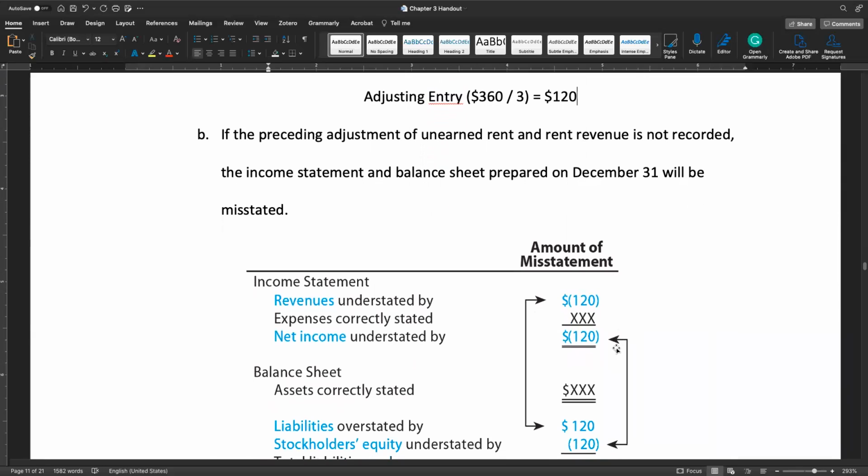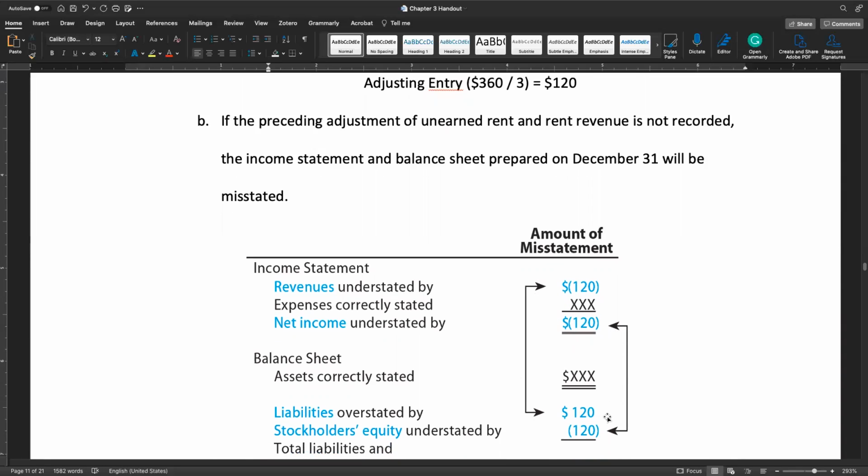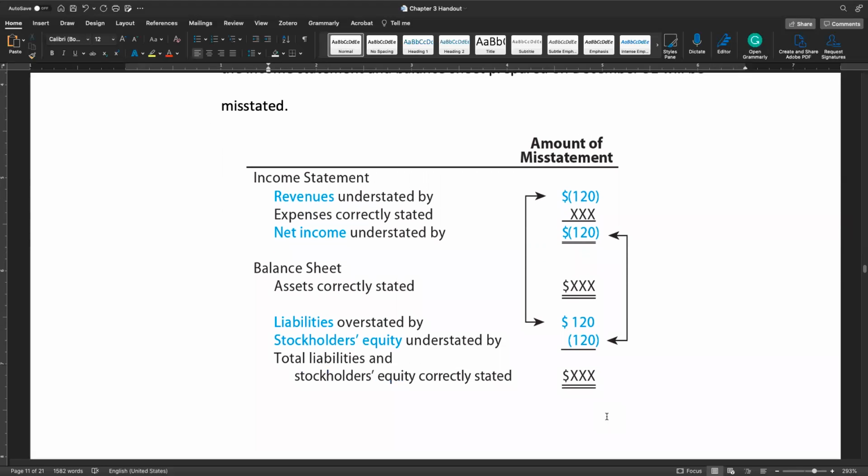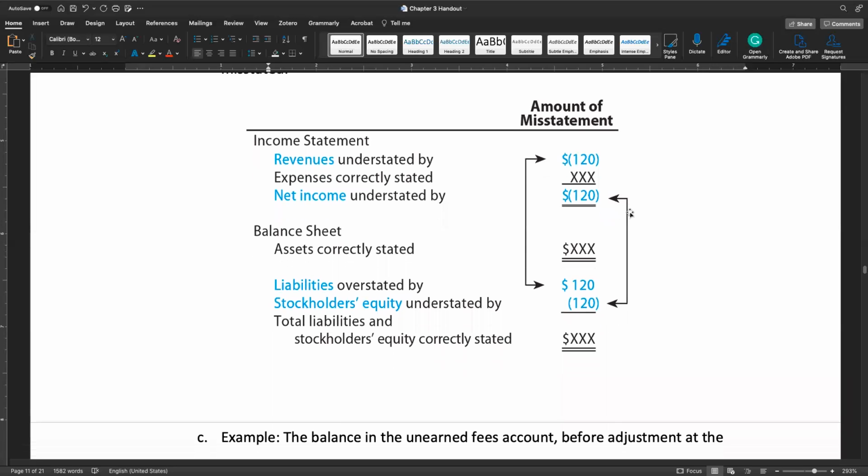Looking again at what happens if we don't do that. Net income's understated, revenues are understated, liabilities and stockholders' equity are affected. Lots of bad things. We don't want that.